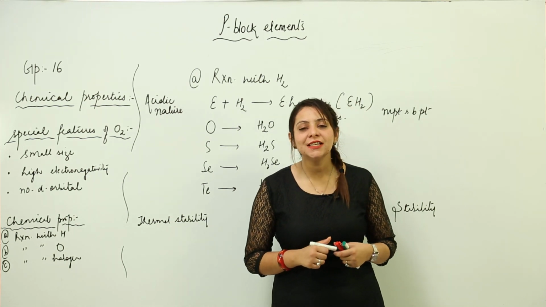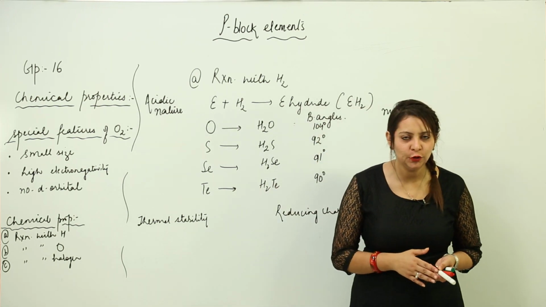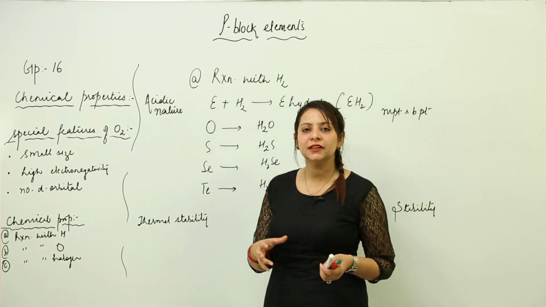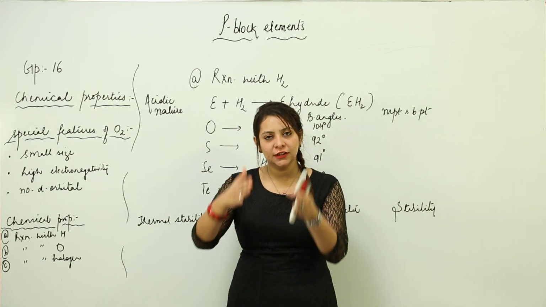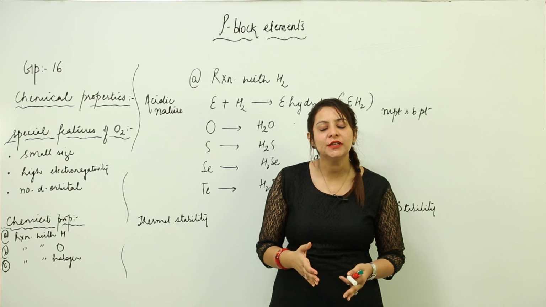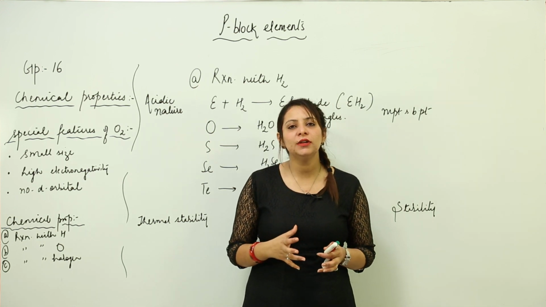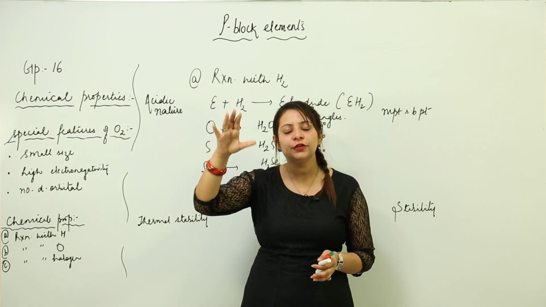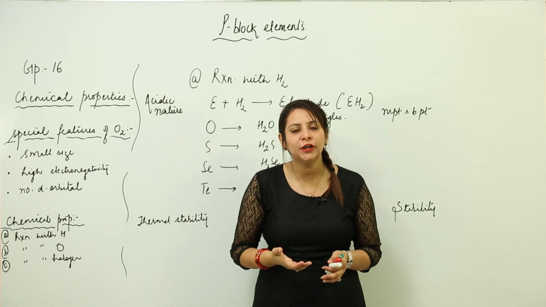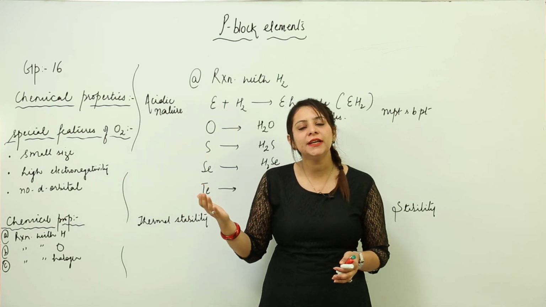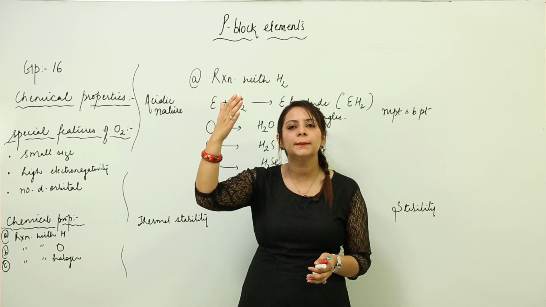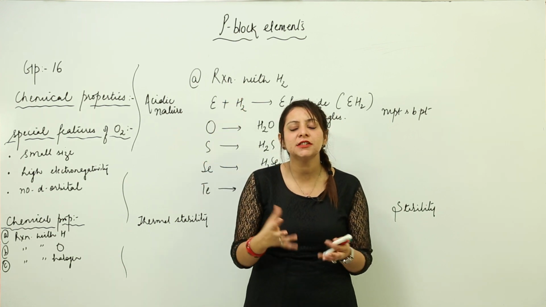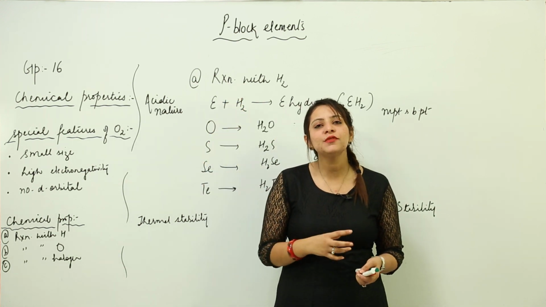Now we are going to start with the chemical properties of group 16. But before we do that, as you are familiar with the series of the group, I just want to tell you that in the whole periodic table, in each and every group, the first member differs from the rest because it has certain special properties. So here our first member is oxygen.